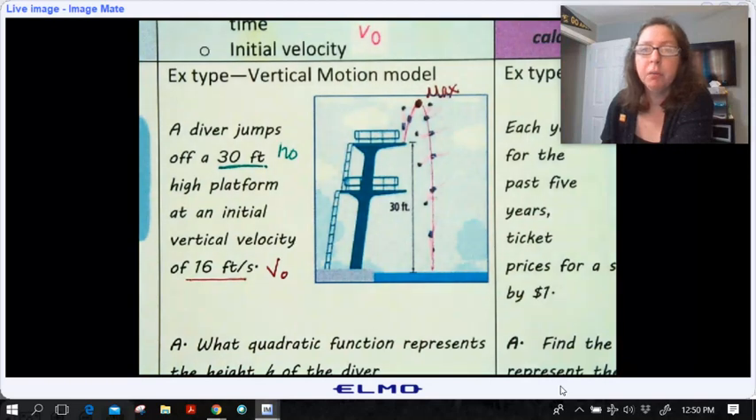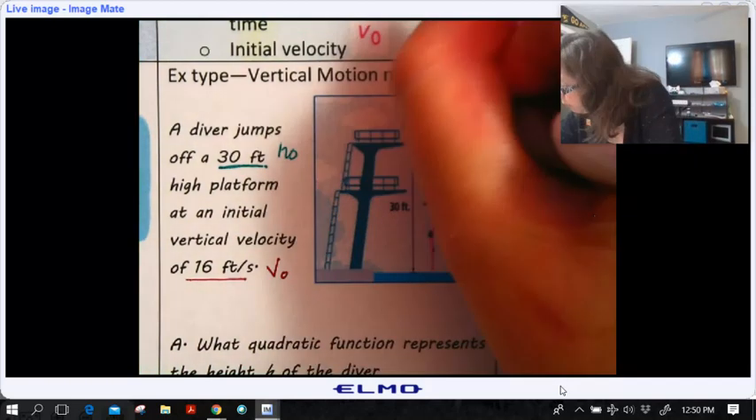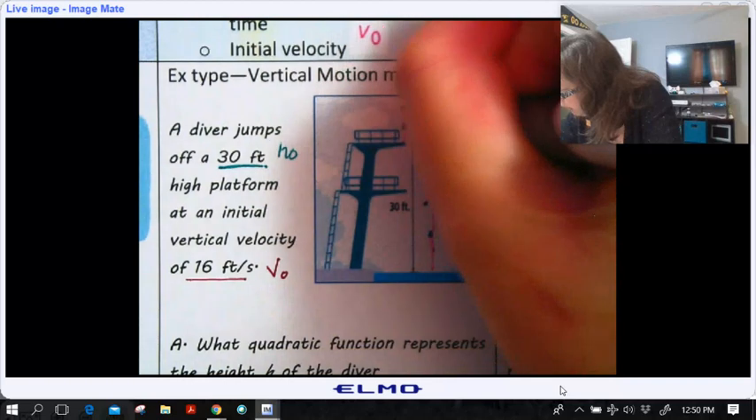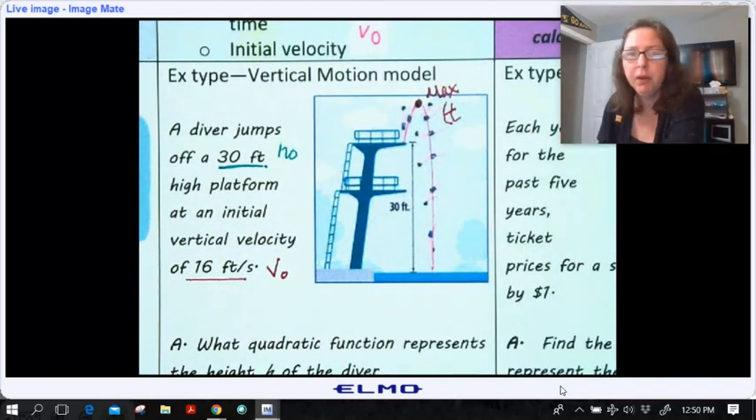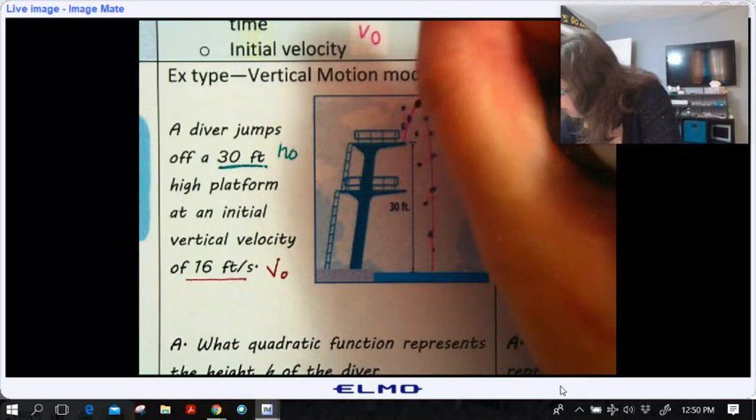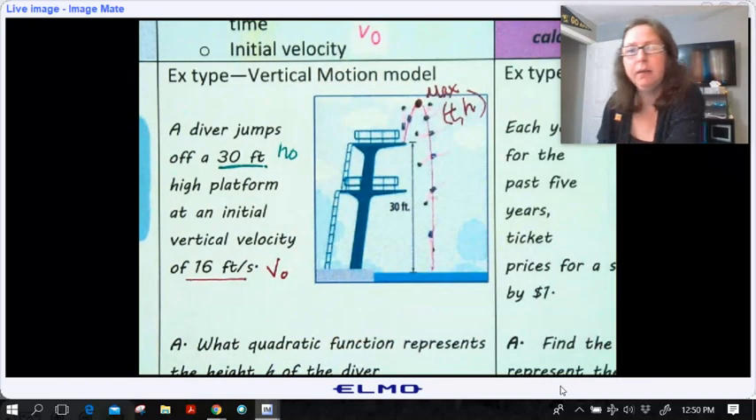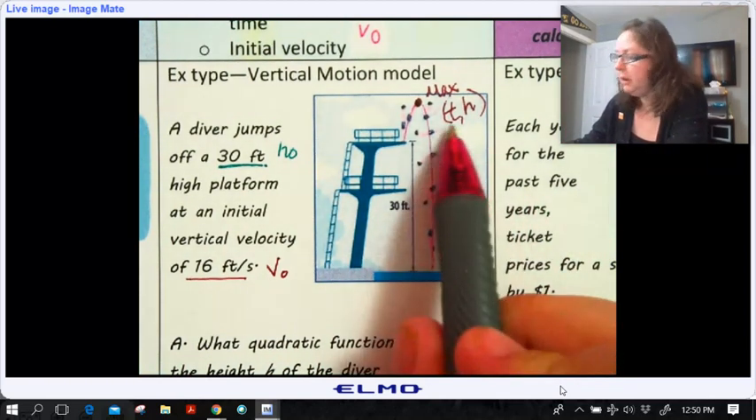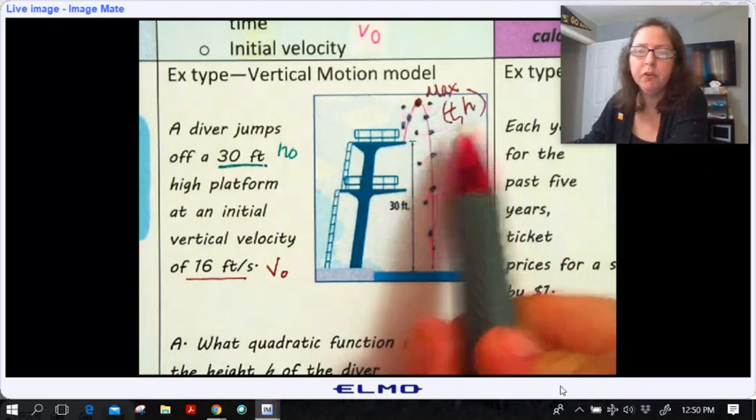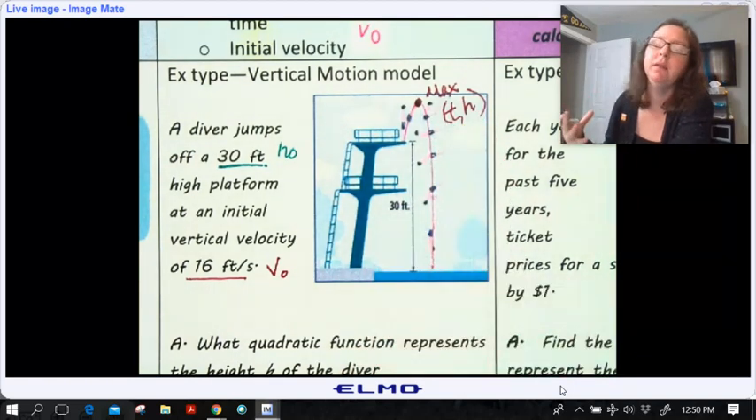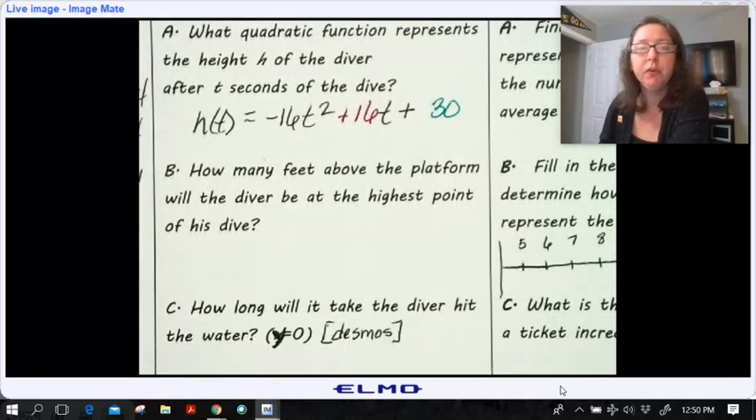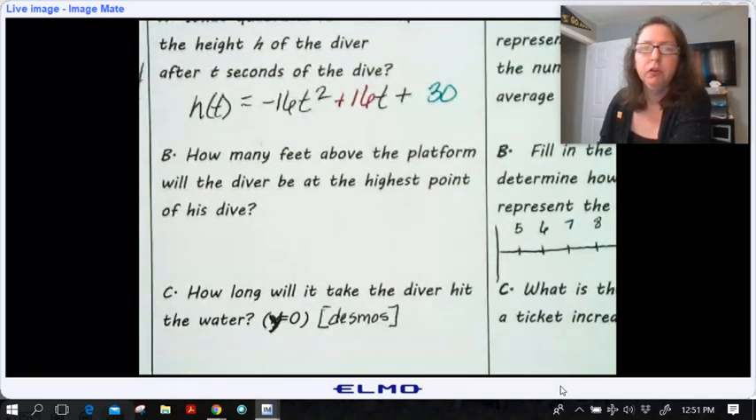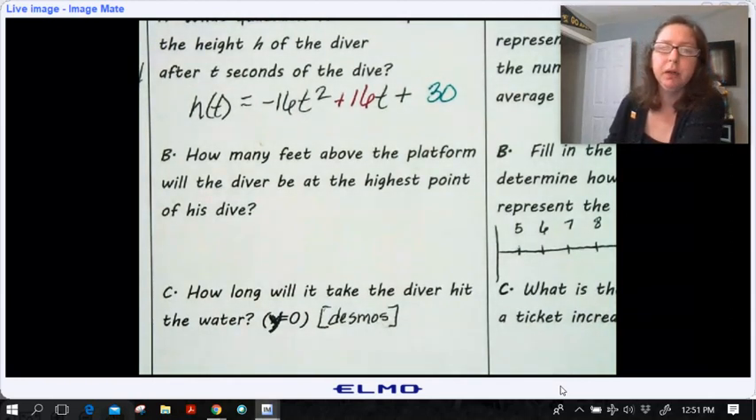So they're either going to ask me two things about this maximum value. They're either going to ask how much time, t, did it take him to get there, or what was the height at that point, okay? So t would be finding the x value of the vertex. H would be finding the y value of the vertex, okay? But I use T and H to help you remember time and height. So how many feet above the platform will the diver be at the highest point of his dive?